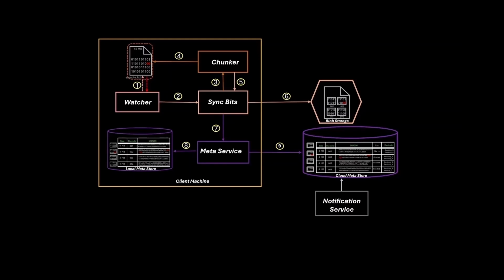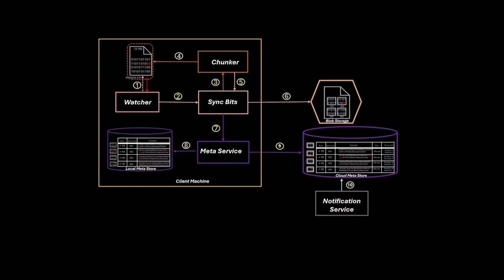Notification service gets the notification whenever there's a change detected in the cloud metastore. We can also see two columns created in the cloud metastore which are not present in the local metastore. The two columns are file and device ID. Device ID is the ID of the device that has been notified and where the changes are already synced.